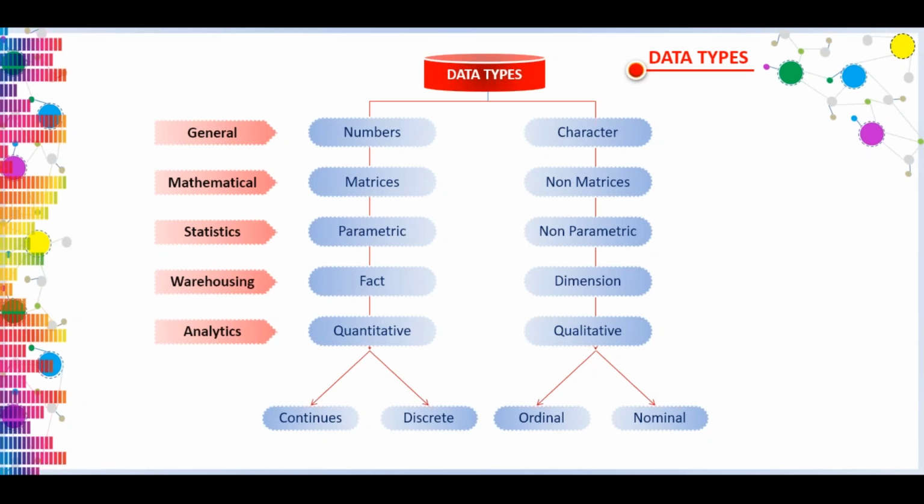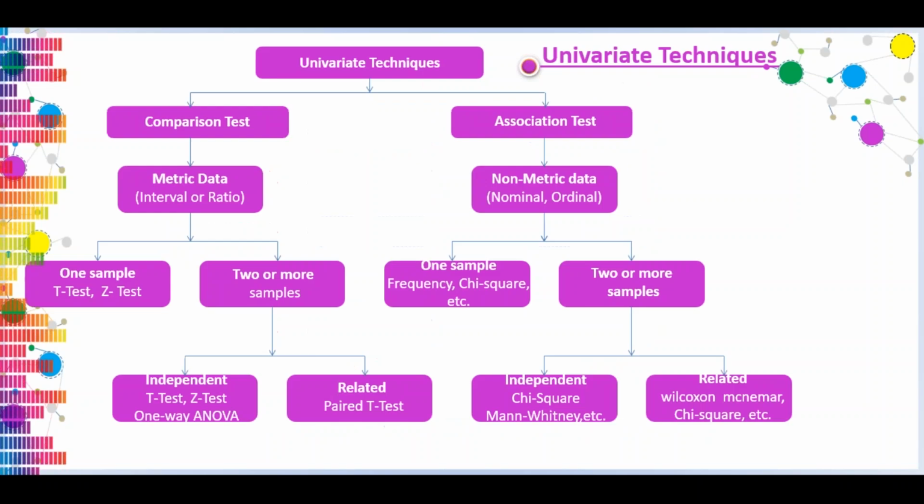And different data types, as I said, mainly two types. Apart from the two types, we have some more different data types. By using the data types, we can identify which techniques we need to apply on the data. These are the different data types we are going to discuss: what is a number data type, what is a character data type, and how the mathematical people, statistical people, warehousing people, and analytics people use different terminologies. That we are going to discuss.